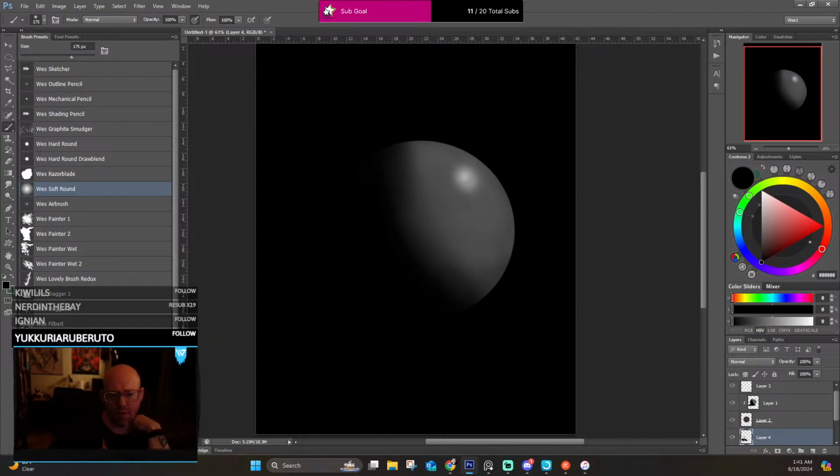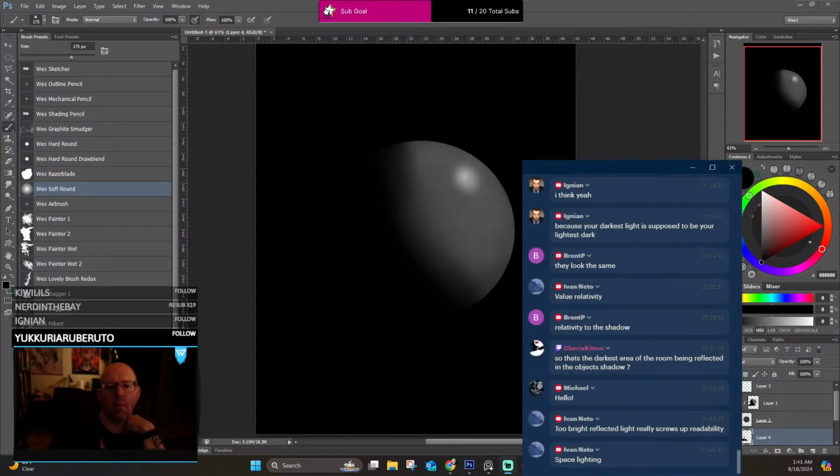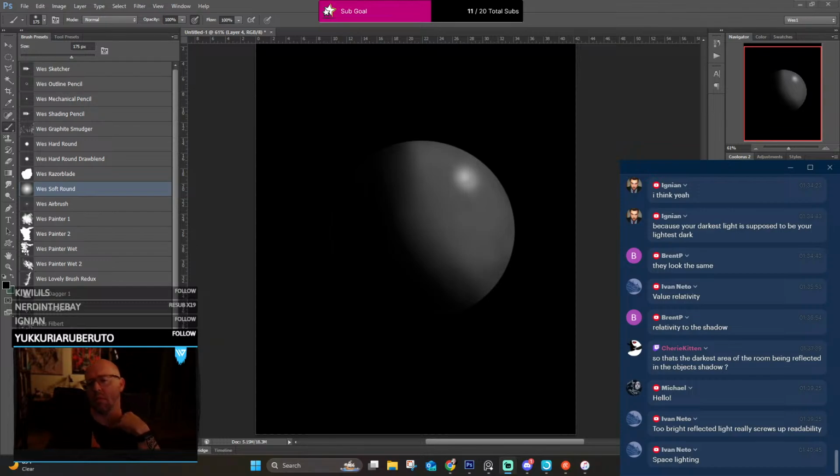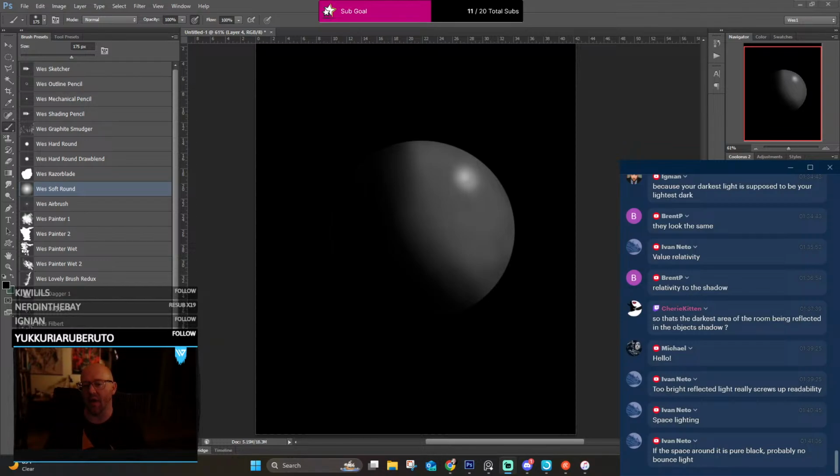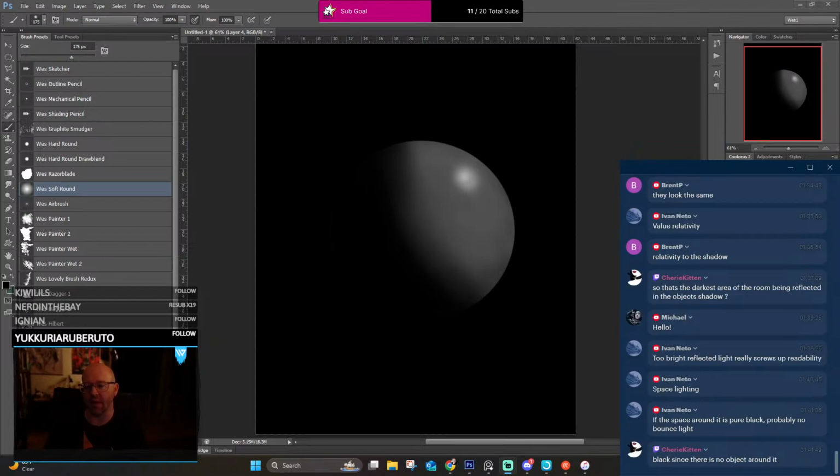Let me turn this on. Yeah, this is space lighting right here. This is the middle of the solar system. And remember, values are relative. Always, always, always. So Ivan says if the space around it is pure black, there's probably no bounce light. That is absolutely correct. What's bouncing off of it? Nothing. Right? There's nothing around it.